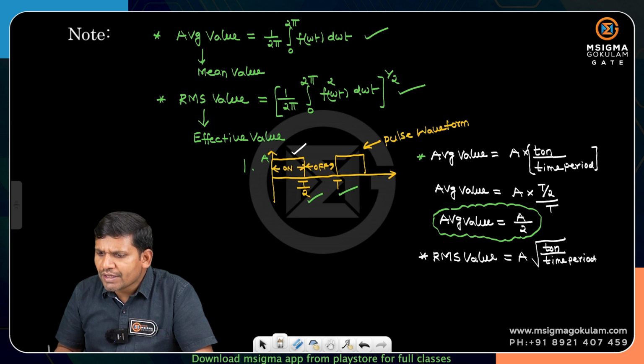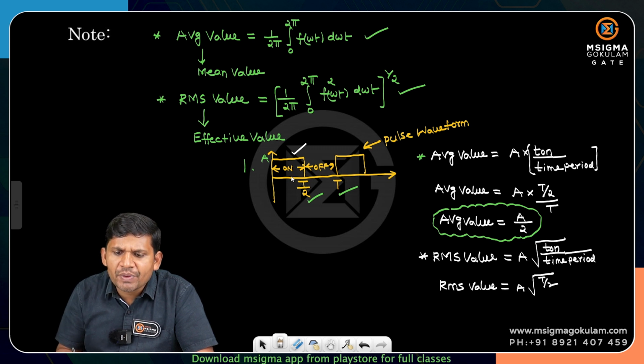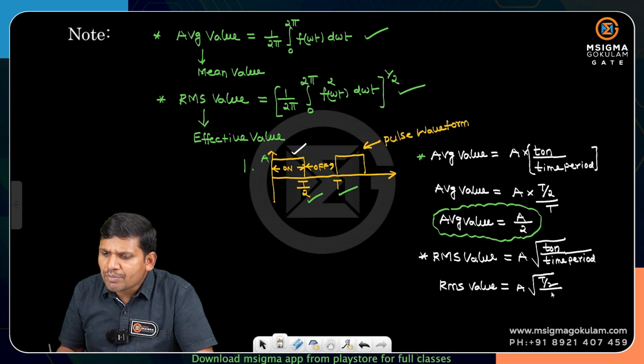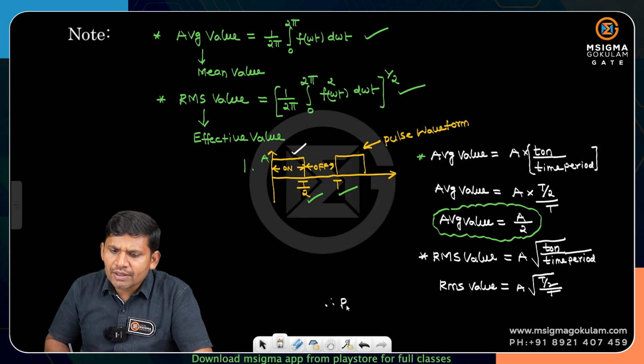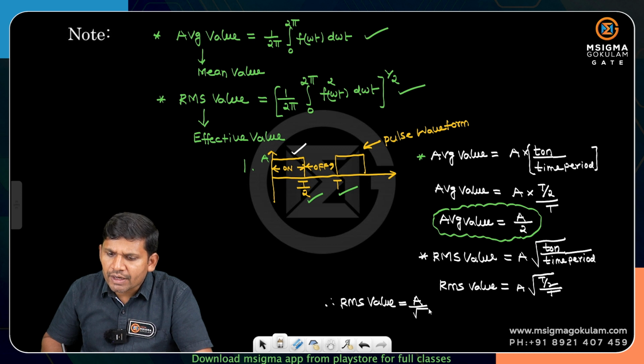No need to go for integration, directly remember like this. Then what is the RMS value? The RMS value equals amplitude into what is the on time, students? T by 2. How much time is it on in one time period? T by 2, by total time period T. Then T cancels. Then the RMS value you can get is A by root 2.